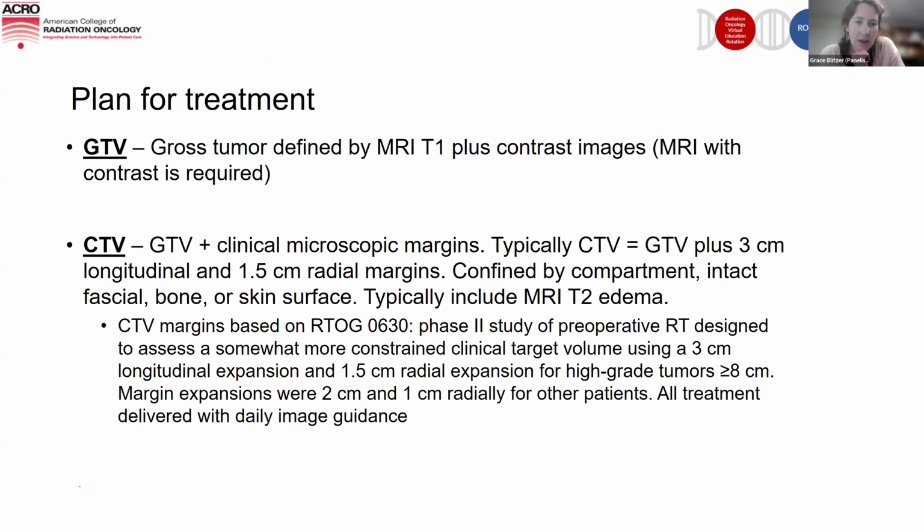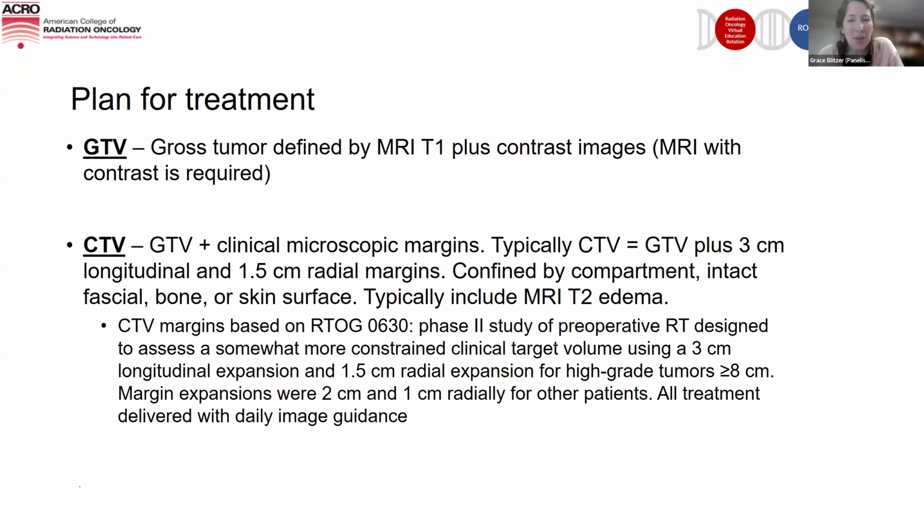And then finally, I wanted to briefly go over contouring. So your gross tumor volume would be that MRI, the T1C, is where you can really see things well. And then your CTV is defined by RTOG 0630, which gave us, it's a phase 2, but for sarcomas, that's almost as good as we can get.